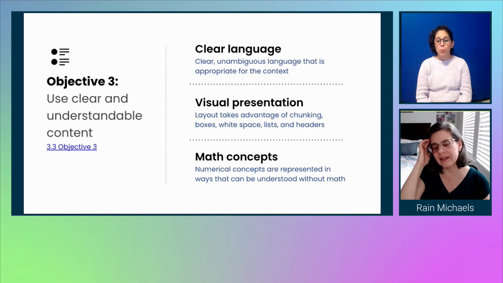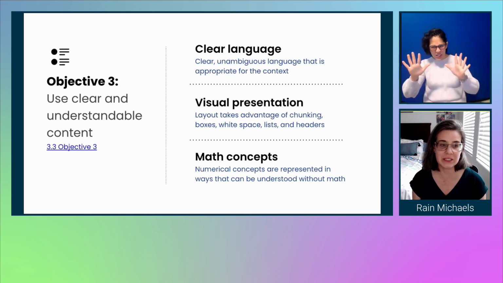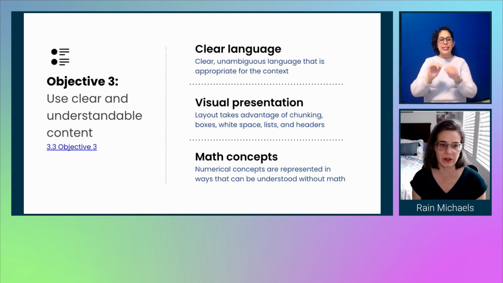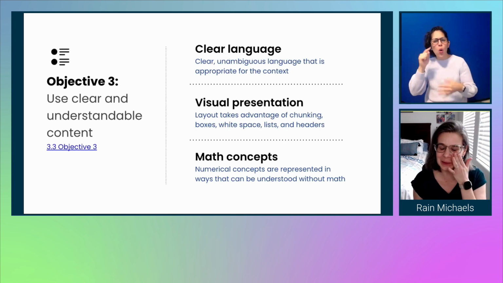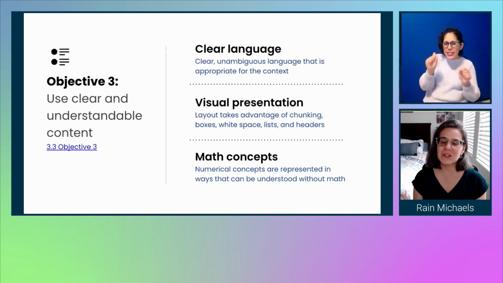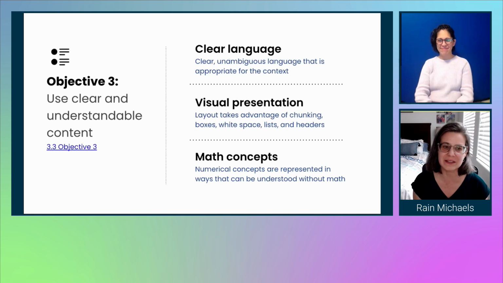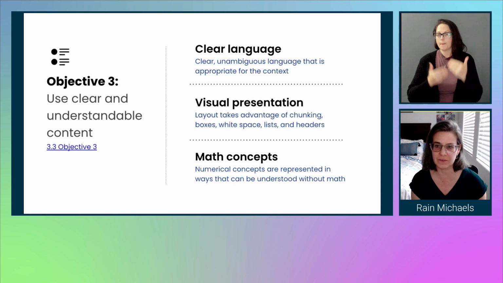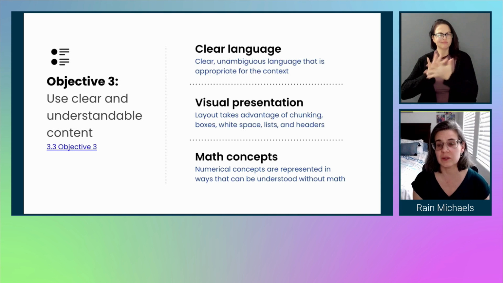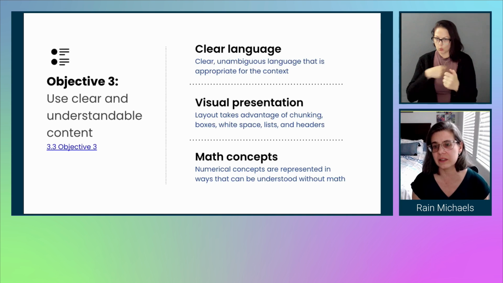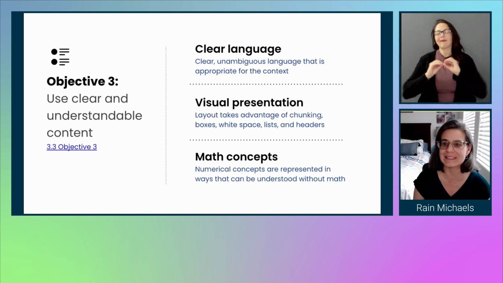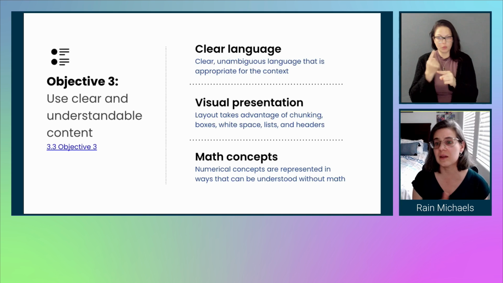So in terms of supporting what that clarity might look like, our next objective is use clear and understandable content. And wow, is this a difficult one, because it's so hard to define or understand what clear or understandable content might mean. But the first pattern here to think about is using clear language. So clear and unambiguous language that is appropriate for the context. And those words are chosen by the task force very specifically. We are not using simple language here.